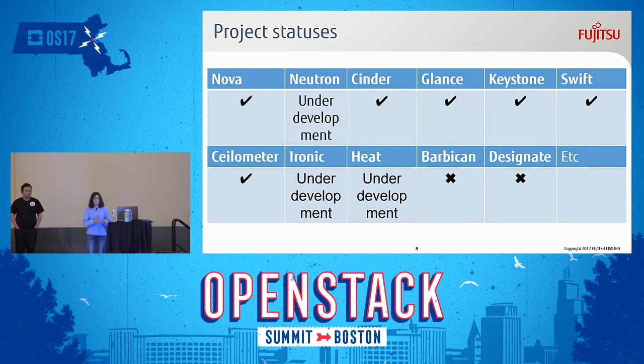So this is the current upstream project status with respect to the rolling upgrades implementation. As we can see, most of the core projects in OpenStack already support the rolling upgrades feature. The only one left is Neutron, and the community is still actively trying to implement it, and hopefully we can get it in the P cycle. For other projects like Ironic and Heat, which are also broadly deployed in public clouds, the community is also working hard to have it. For some other projects, such as Barbican and Designate, the community does not have any plans to support it, but we are trying to push it upstream.